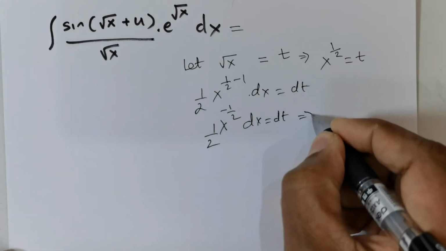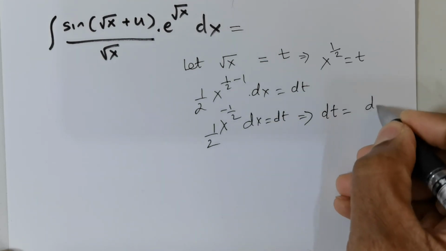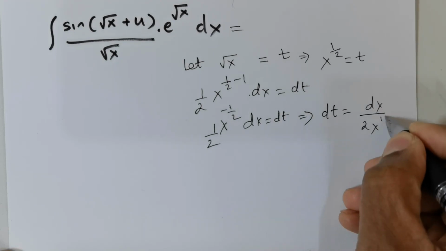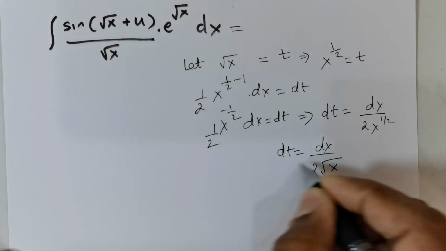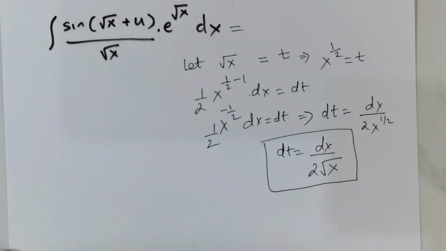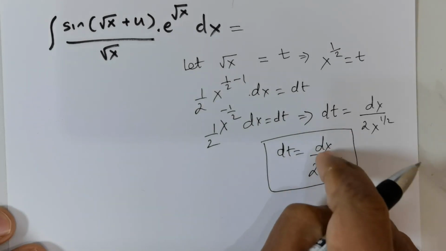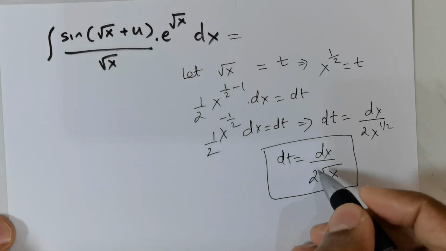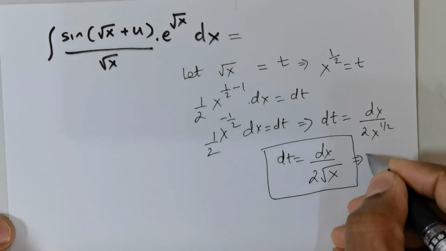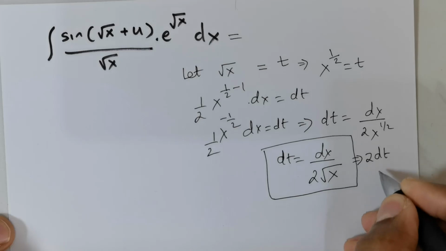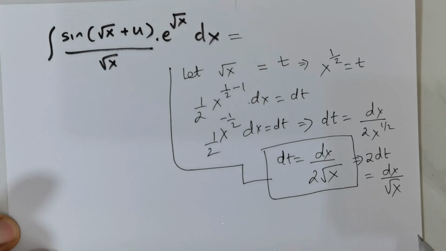So this in turn would mean my dt is equal to, push this negative 1 over 2 down, dx over 2 times x raised to the power of 1 over 2, which is rewritten as dx over 2 times root of x. So this is what I've got. Now look for the quantity in the question. I do have dx, I do have root of x, but I do not have 2 there. So I just take the 2 out and I write it as 2 times dt is equal to dx over root of x. Okay, so this is what I have got.